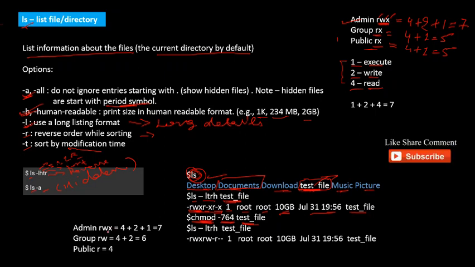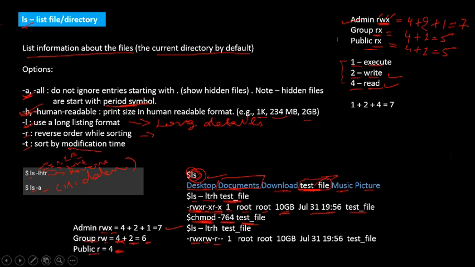We want read, write and execute access for admin, so it will become 7. For group, rw means 4 plus 2, read access is 4 and write access is 2, so it will become 6. And public has read access, so we will give 4 only. So chmod 764, and the permissions will be changed like this: rwx for admin, rw for the group, and r for public.